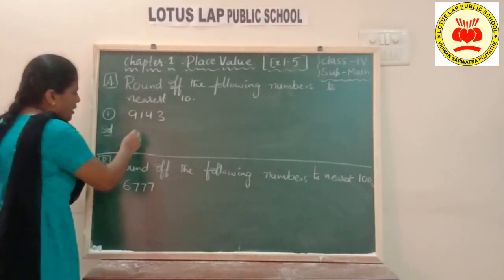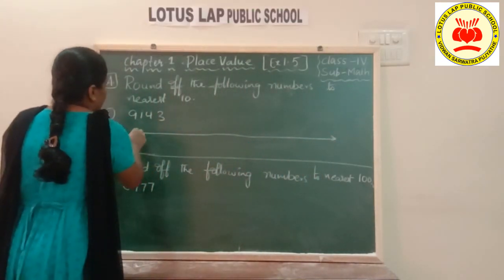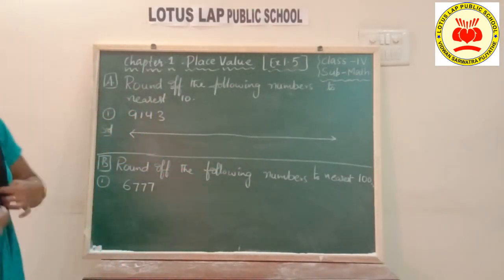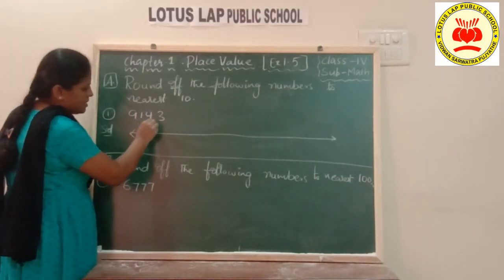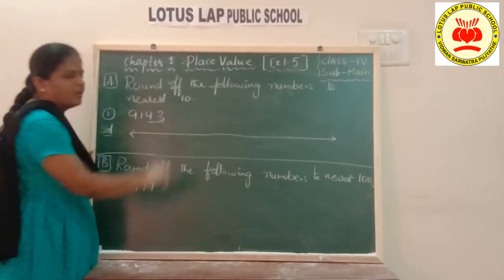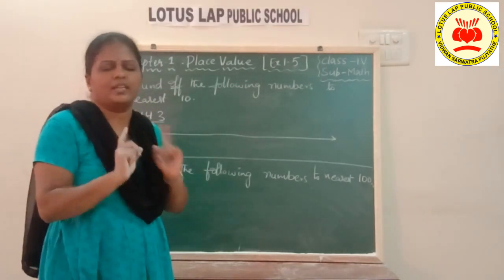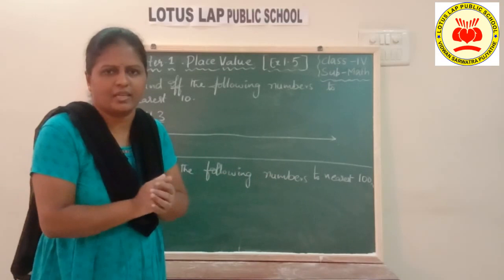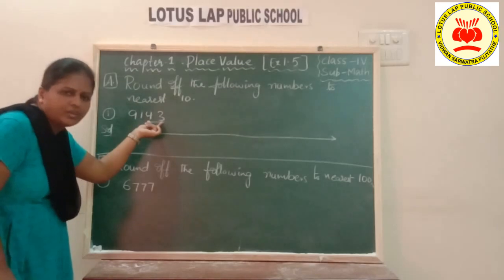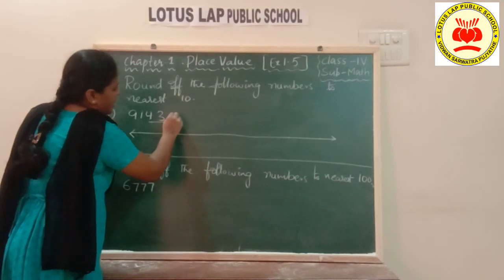So let me draw the number line and then identify which two tens 9143 lies between, children. That means, in the tens place, what is the digit you see? 4 is the digit. Or you can consider the tens and ones places, 43 is the number. 43 lies between which two tens? 43 lies between 40 and 50. So it means the number lies between 9140 and 9150.